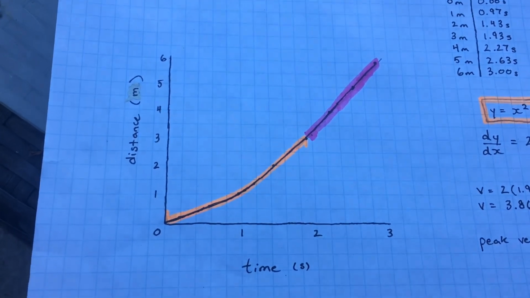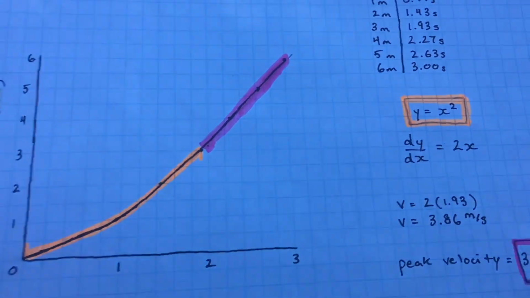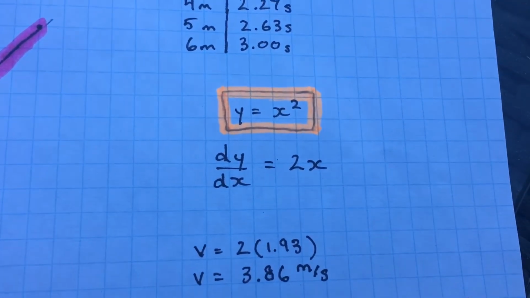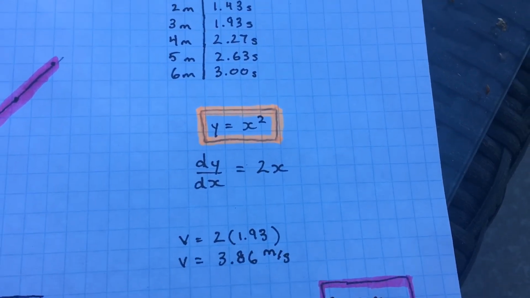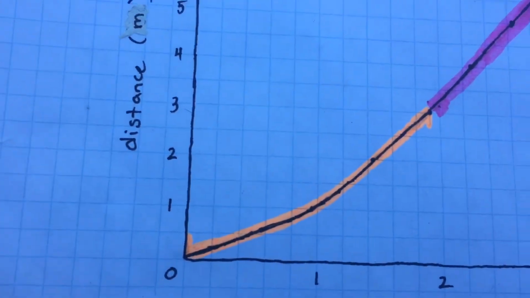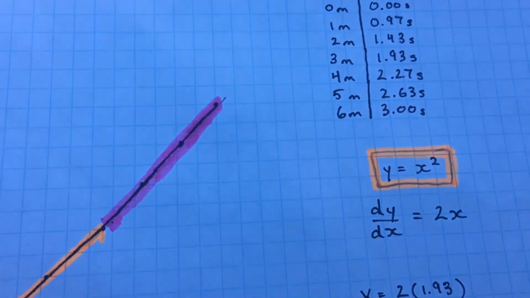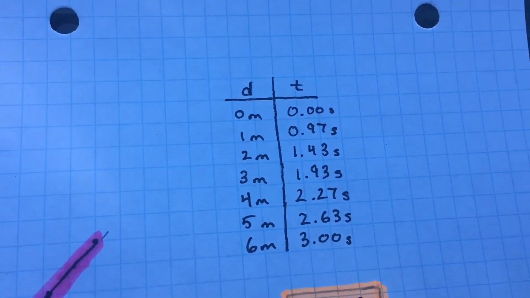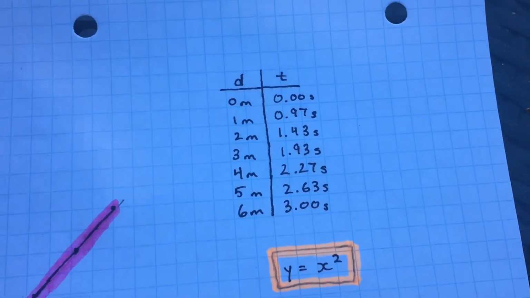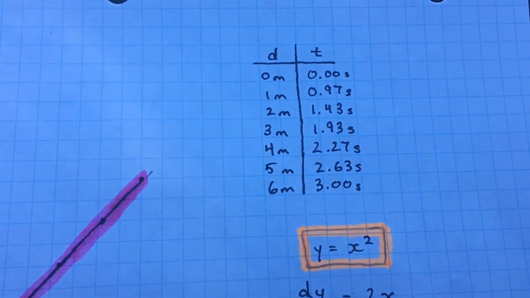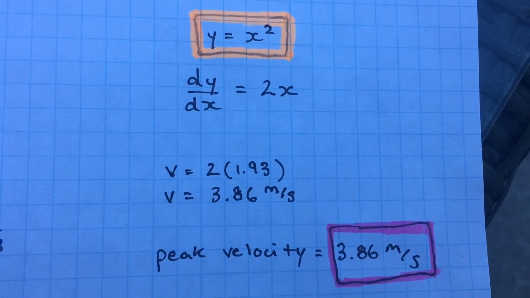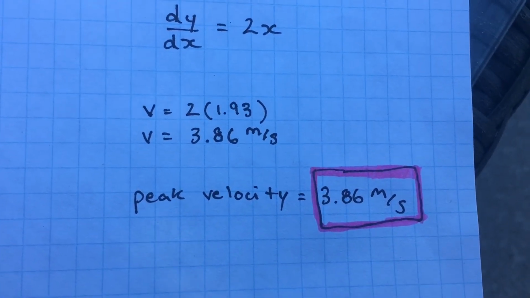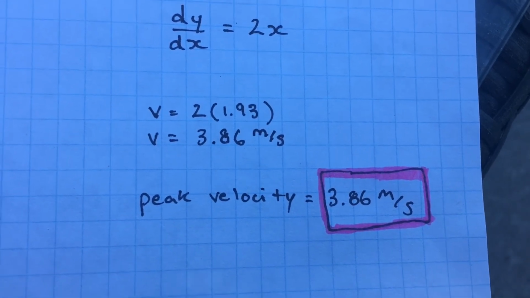And then in order to find my velocity, you need to take the derivative of y equals x squared, which is 2x. Now, I plugged in my numbers at my peak velocity, which was at 3 meters. So at 3 meters, I was at 1.93 seconds. So you plug in your 1.93 seconds, and my peak velocity was 3.86 meters per second.